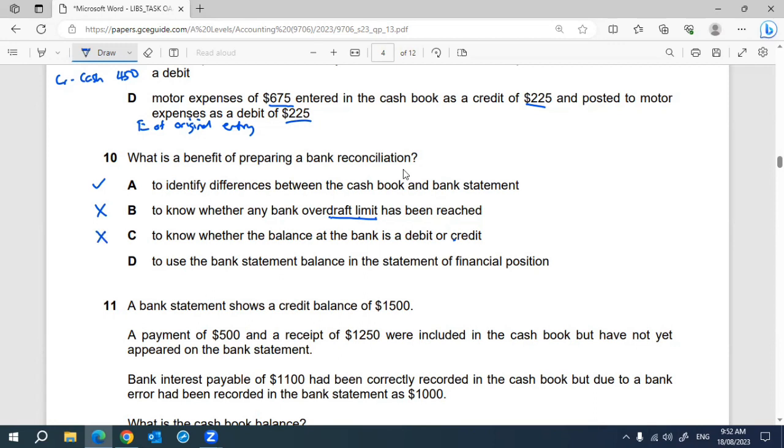You don't necessarily have to do a bank reconciliation to know this. To use the bank statement balance in the statement of financial position. So, it's not the correct answer. So therefore, the answer is A.